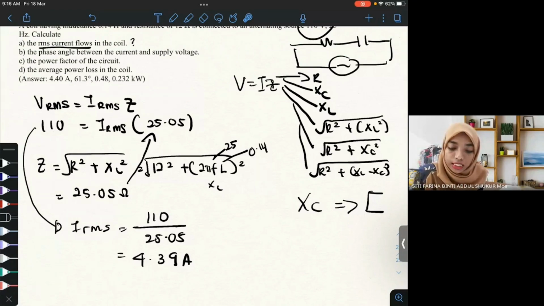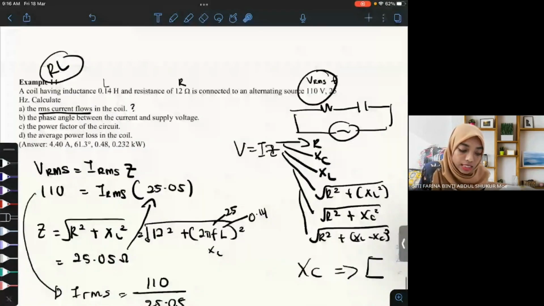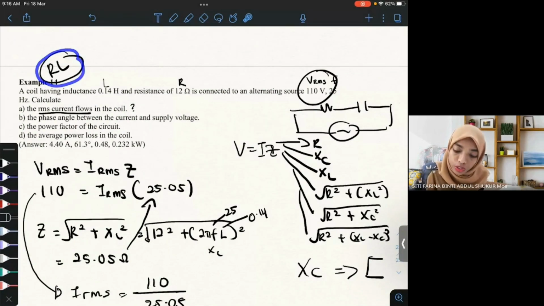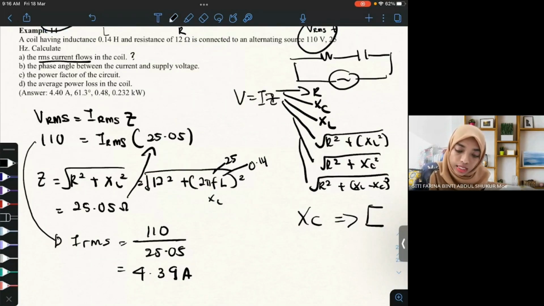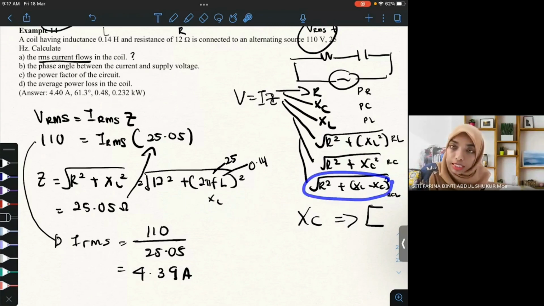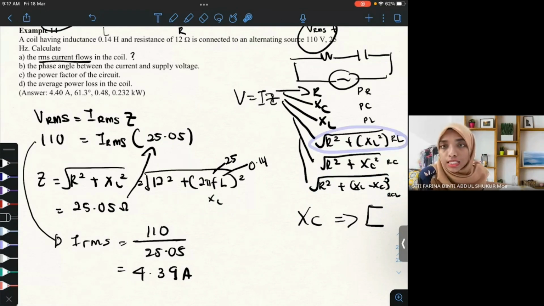Sebab tu saya cakap kita kena tengok ini adalah kombinasi antara siapa dengan siapa. So equation kita dekat sini, ini adalah pure resistor, pure capacitor, pure inductor. Ini adalah gabungan R dengan L, R dengan C. Ini adalah gabungan R, C, L. Kalau ada semua tiga-tiga, baru dia akan ada XL minus XC. Dalam kes kita, tak ada capacitance, so dia akan jadi RL sahaja. Okey ke Masyita?